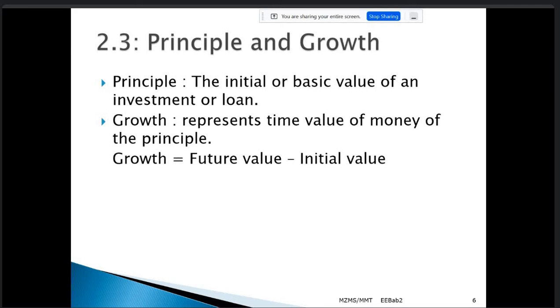You have to really understand this principle first before we go for the symbols and the cash flow.